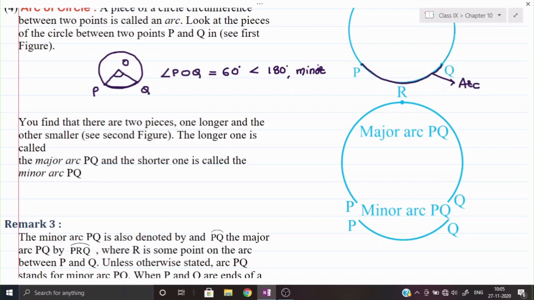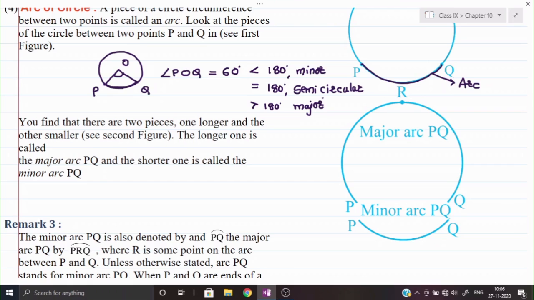If that angle is below 180 degrees, it will be called the minor arc. Second thing, if the value of the angle is equal to 180 degrees, then it is called the semicircular arc. And if it is more than 180 degrees, then it is called the major arc. So remember the difference between the major, minor and semicircular arc. Below 180 it is minor, more than 180 it is major, and equal to 180 means it is a semicircular arc.